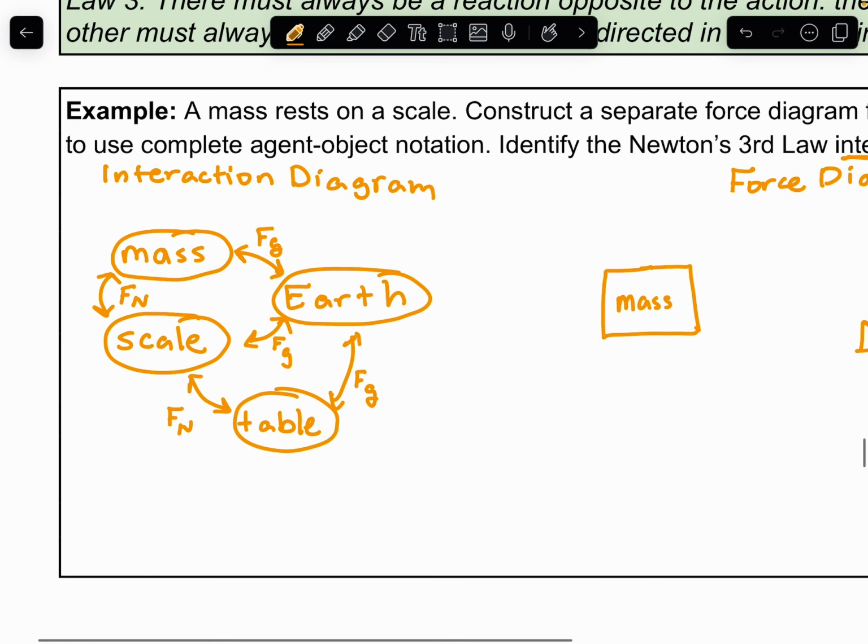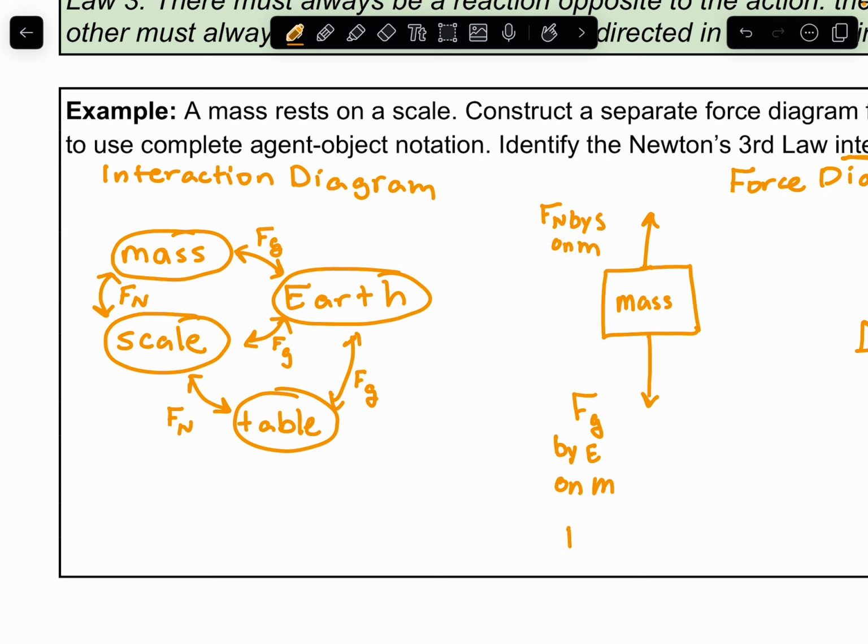I'm going to go draw now the forces acting on the mass. There are two of them, according to the interaction diagram. Fg by the Earth on the mass. F normal by the scale on the mass. These forces appear to be balanced because the mass is resting on a scale.